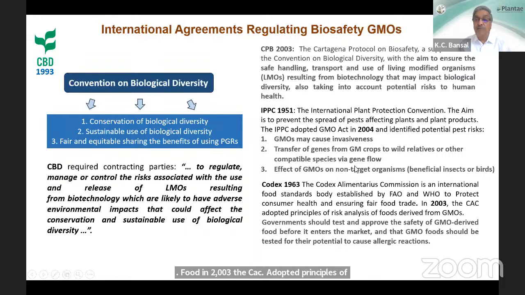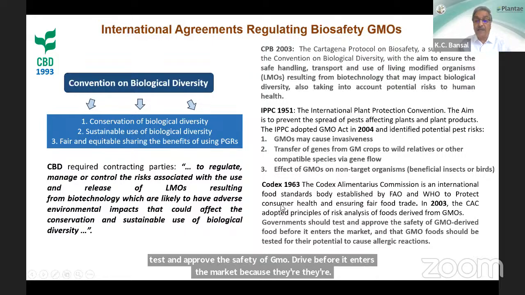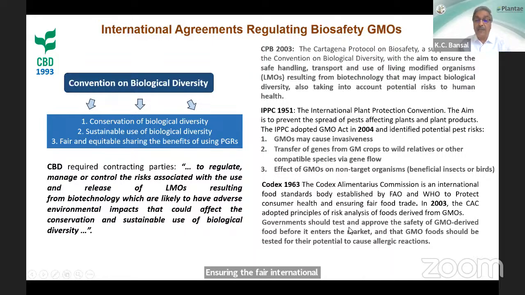So in addition to the environmental protection, here food is something important. And therefore, under this particular Codex Alimentarius Commission, governments are desired to test and approve the safety of GMO-derived food before it enters the market, because they are ensuring the fair international food market and consumer health. So before it enters the market, GMO food should be tested for the potential to cause allergenic reactions or toxicity for that matter.